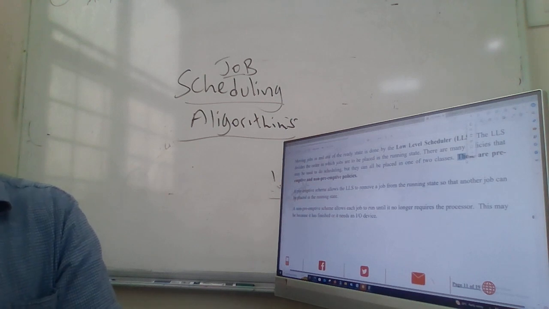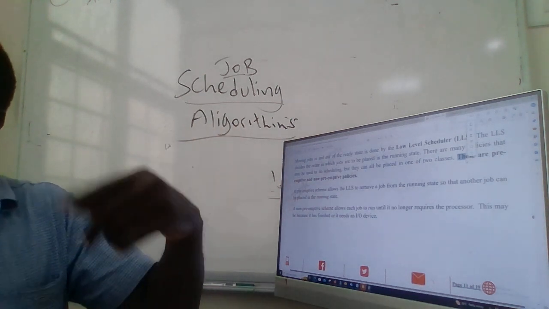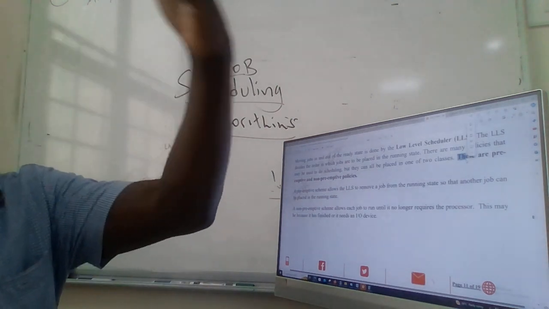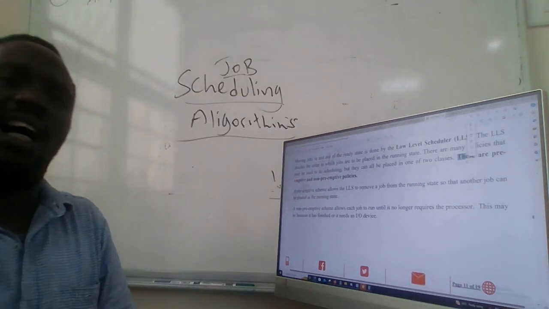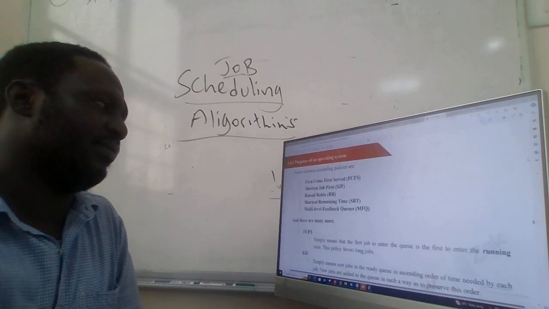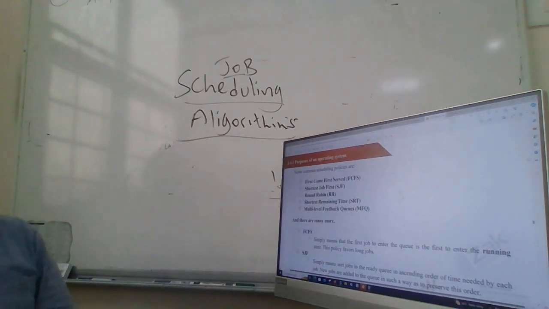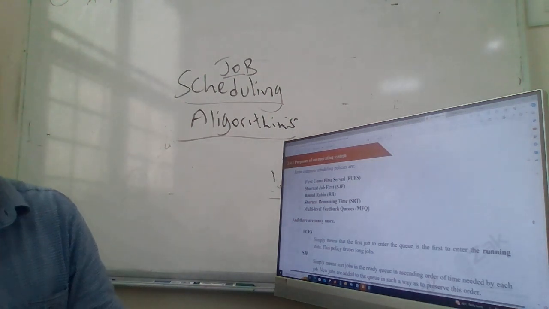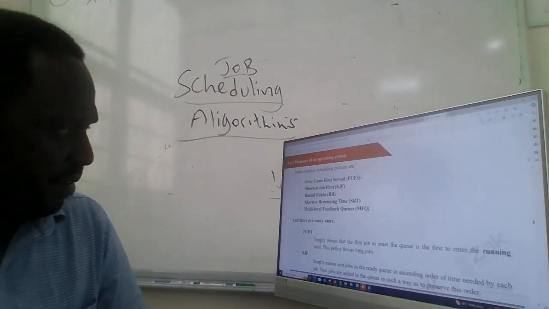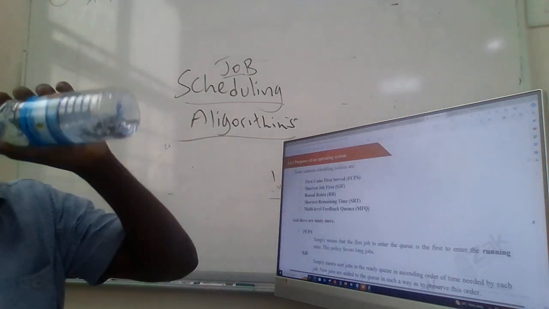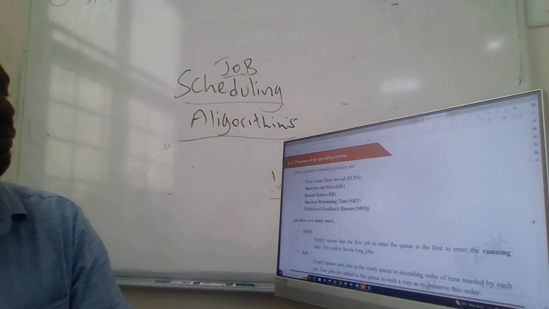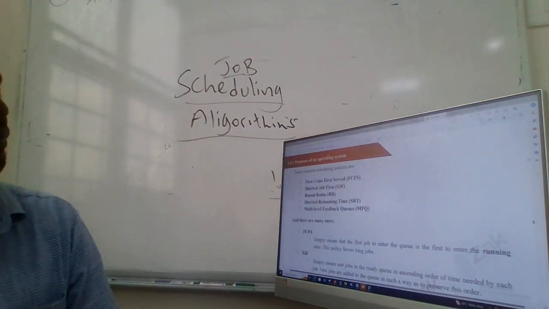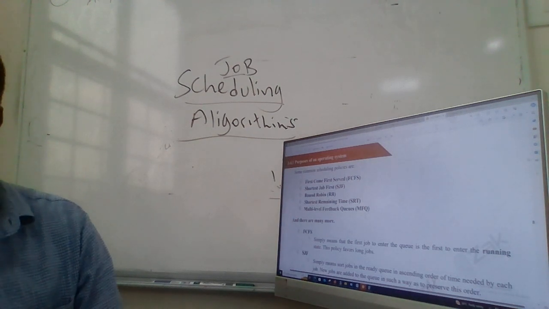Are you getting me? How jobs are scheduled can be done in different ways, and those different ways are called scheduling algorithms. And these are the ones. We have first come, first served. We have shortest job first. We have round robin. Shortest remaining time. Multilevel feedback queues.